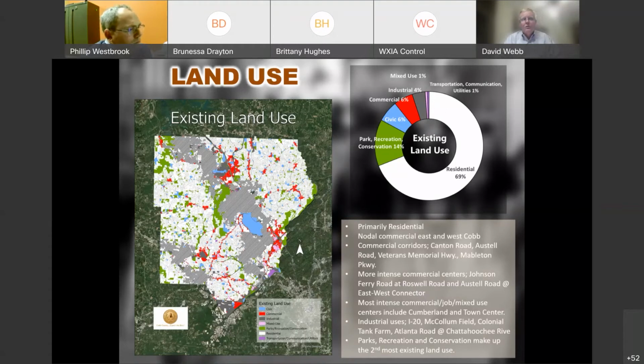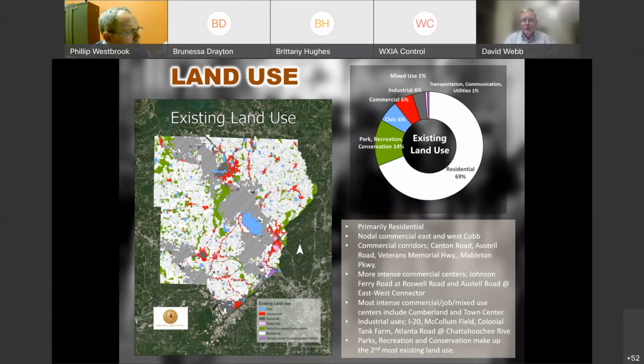Our industrial uses are not really spread around the county that much. You can see that our industrial uses are really concentrated south of I-20, right around McCollum Field, the Colonial Tank Farm near the East-West Connector. And also the Atlanta Road and Chattahoochee River area have some industrial uses.